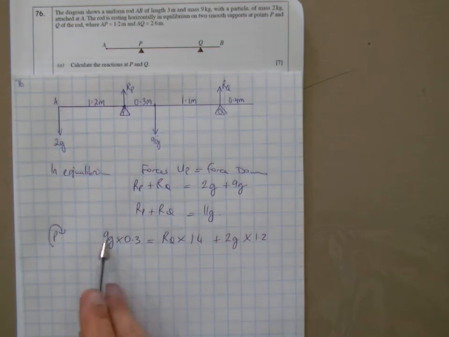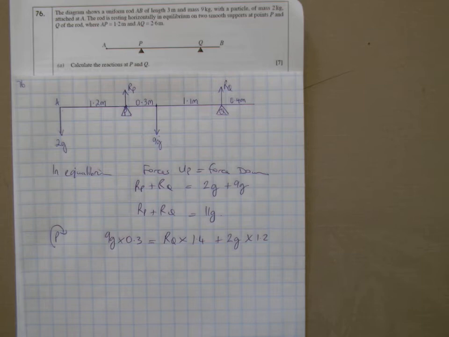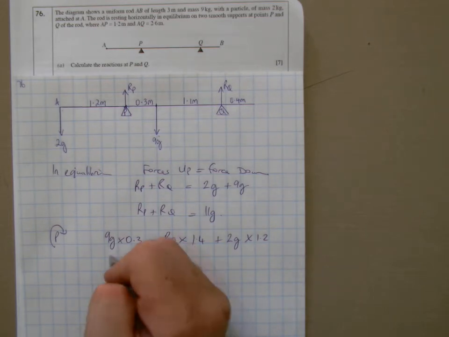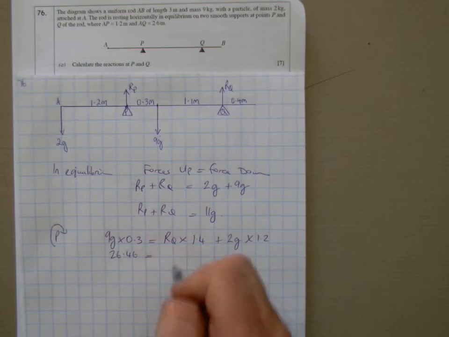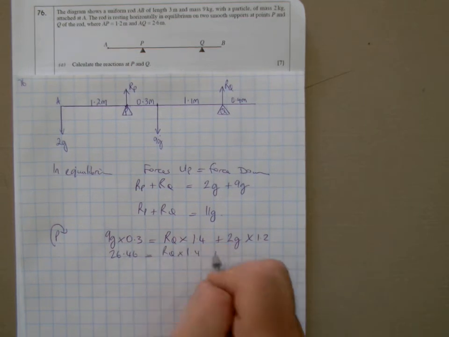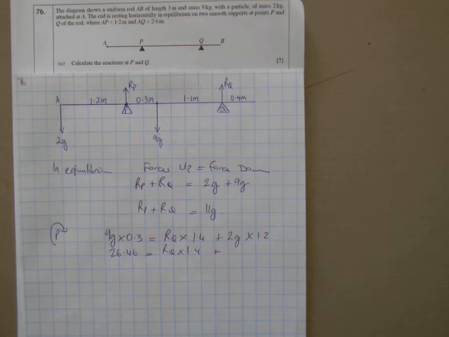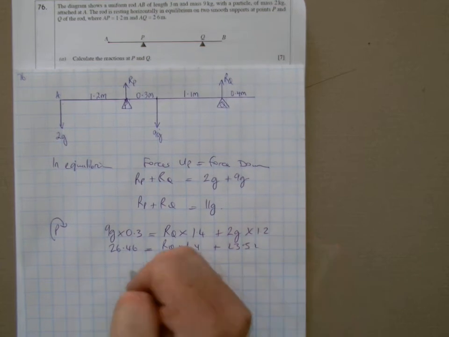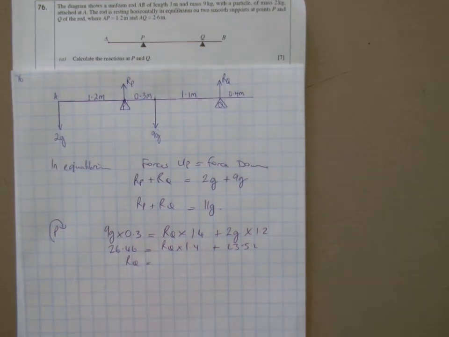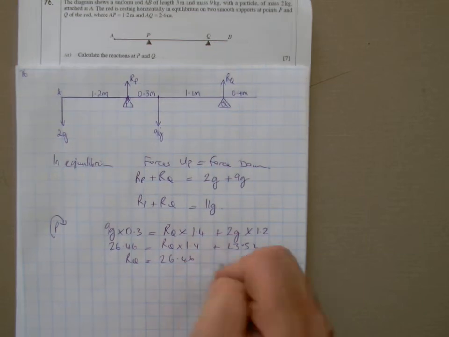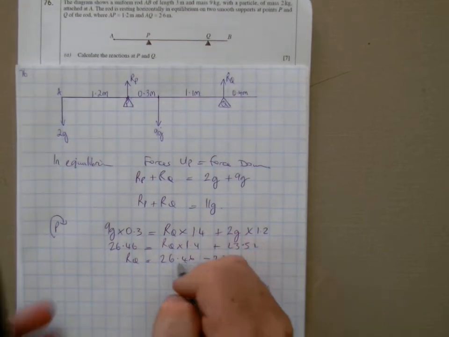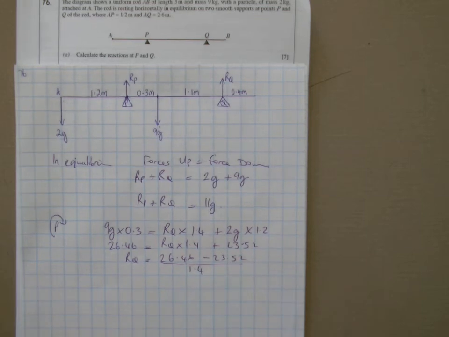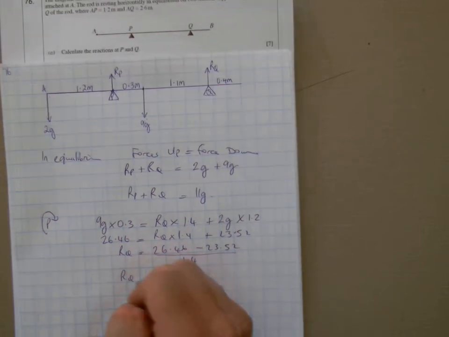So then just a little bit of work to work that out. 9G will be 9 times 9.8 times 0.3, which is 26.46. That equals RQ times 1.4 plus 2G, 2 times 9.8 times 1.2, which is 23.52. So I can get RQ by taking that over to the side: 26.46 take away 23.52, divide all that by 1.4. So I get RQ to be 2.1.